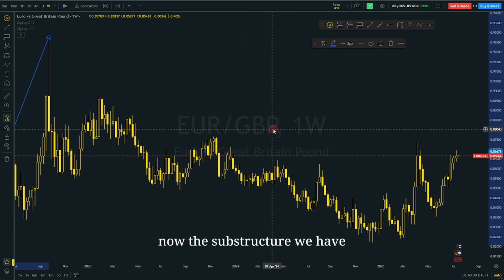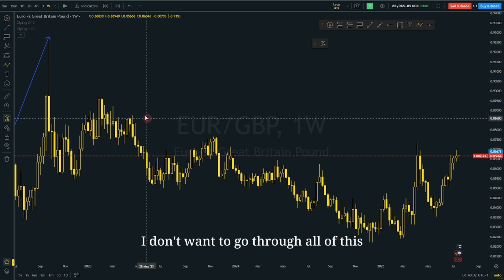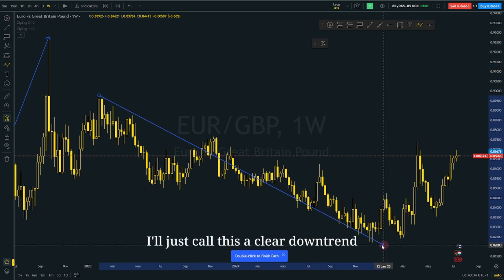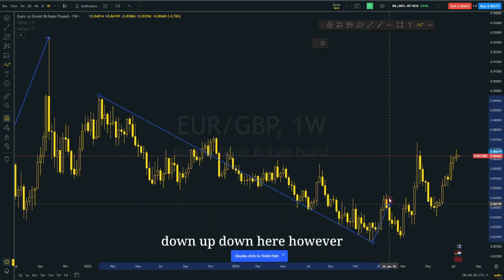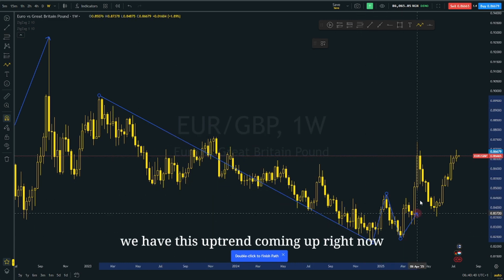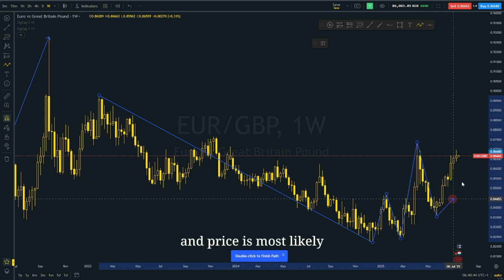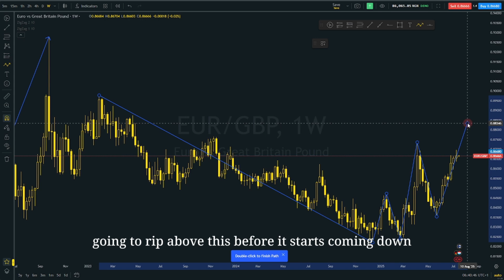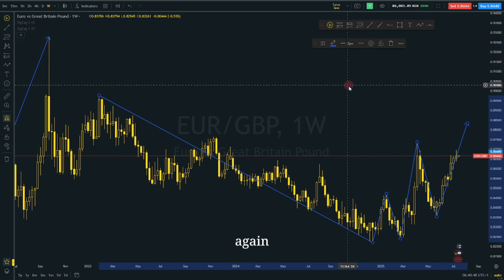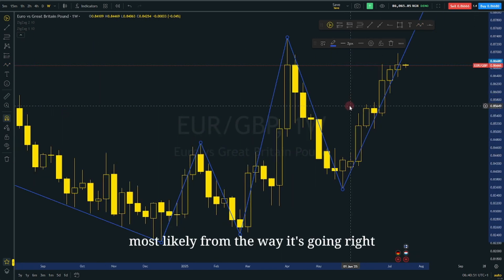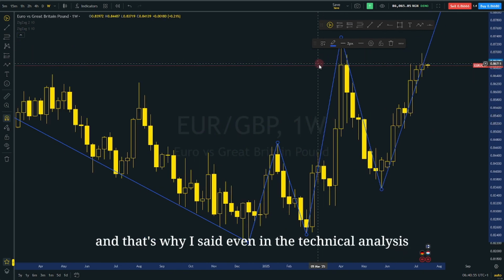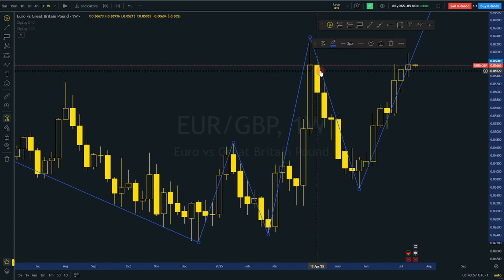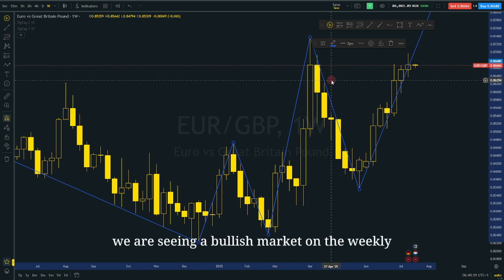Now, for the substructure, I don't want to go through all of this, so I'll just call this a clear downtrend because there's a lot of up and down here. However, we have this uptrend coming up right now. And price is most likely going to rip above this before it starts coming down again, from the way it's going. That's why I said, even in the technical analysis, there's a high tendency we are seeing a bullish market.